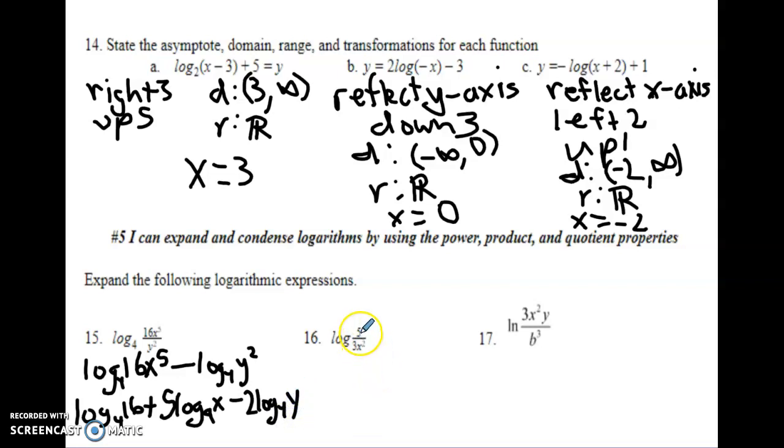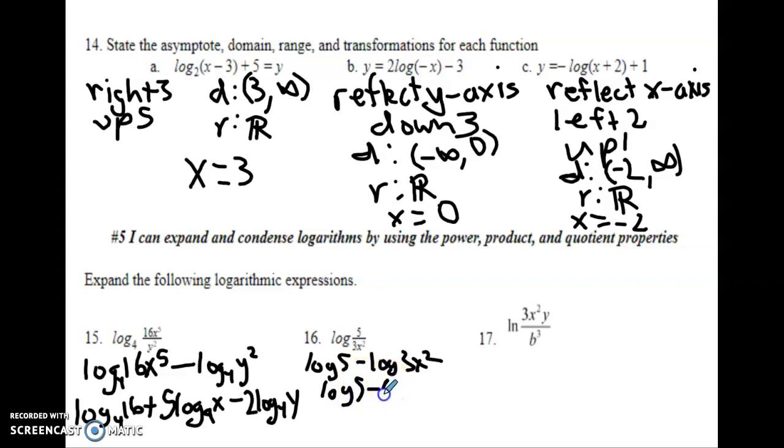Number 16 also has some division going on first. So we're going to split that apart into log of 5 minus log of 3x squared. The 3x squared can be expanded. So we still have this log base 5, or log of 5 minus.